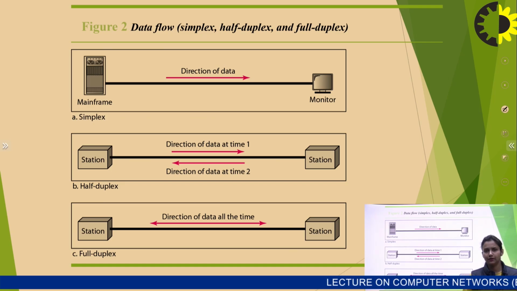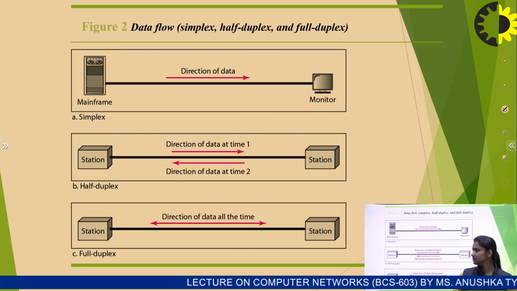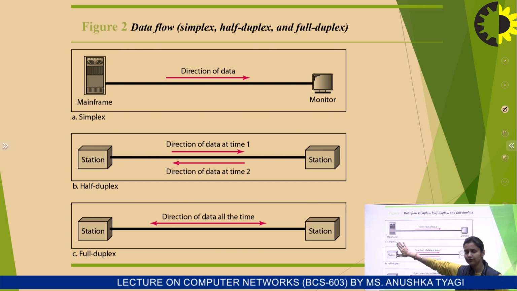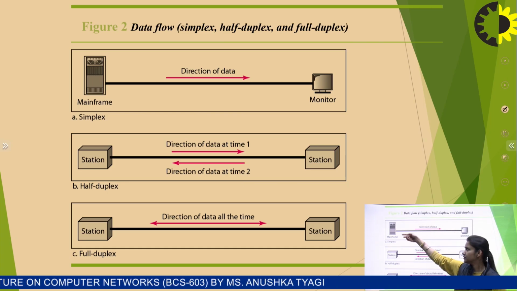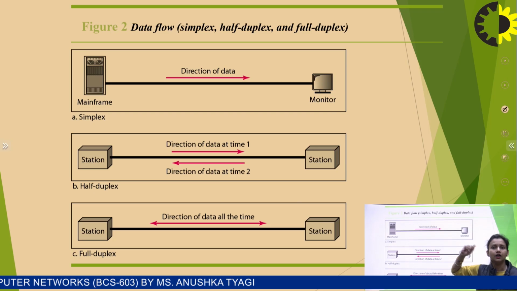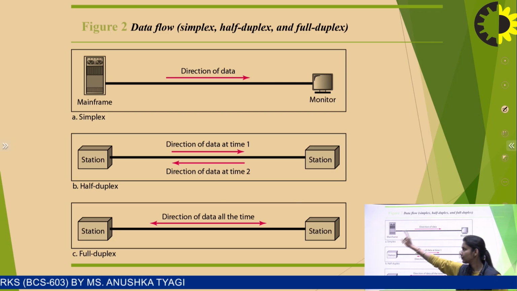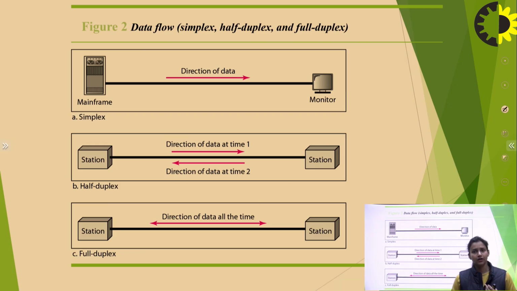Data flow is of 3 types: simplex, half duplex, and full duplex. As we can see in the simplex model, we have the mainframe, then we have the direction of the data, and the monitor. The direction of data is one directional, like we are sending data from the mainframe to the monitor. For example, we have a keyboard and a monitor. The keyboard is the mainframe; when we write some message, it is displayed on the monitor.